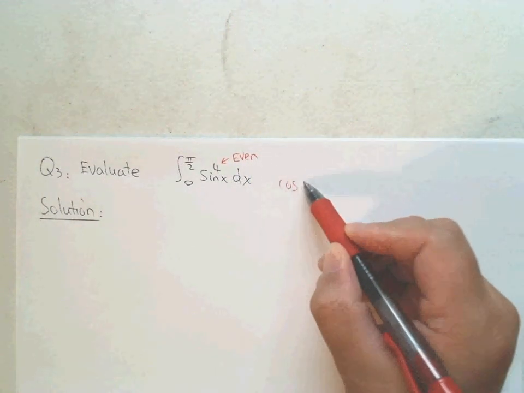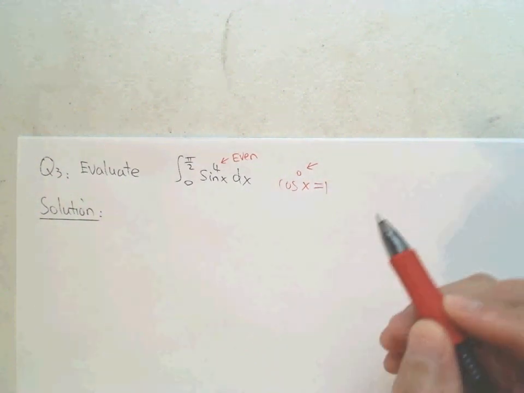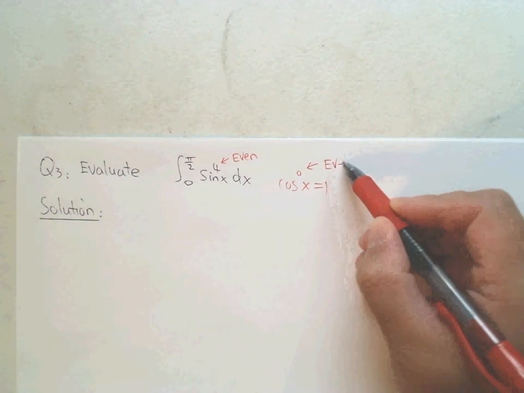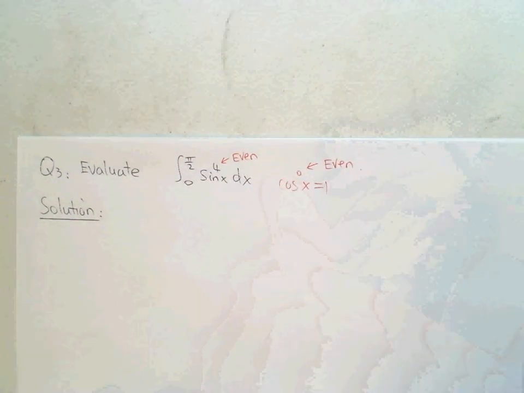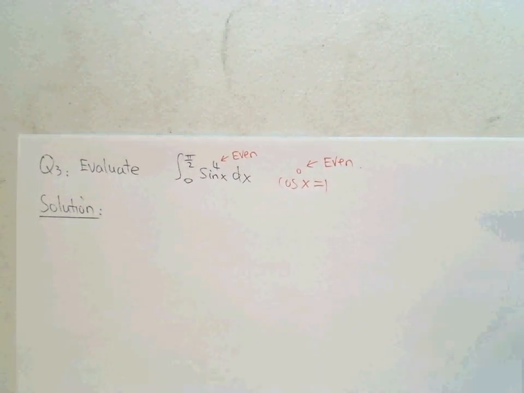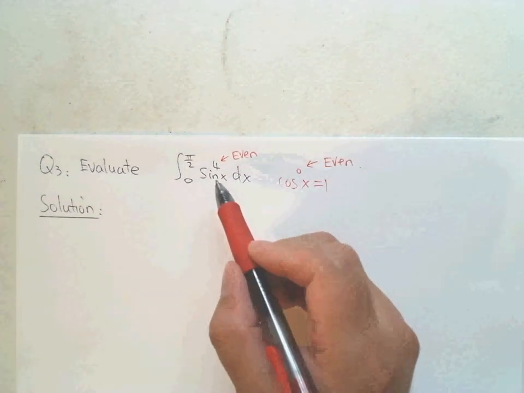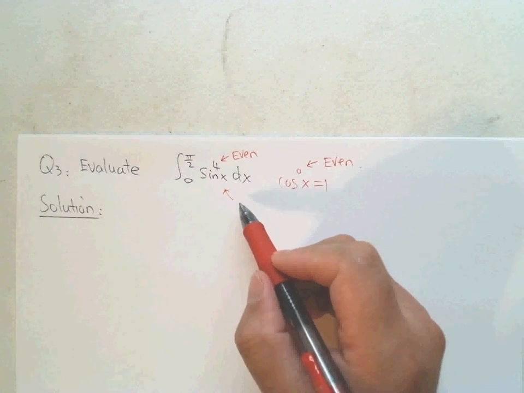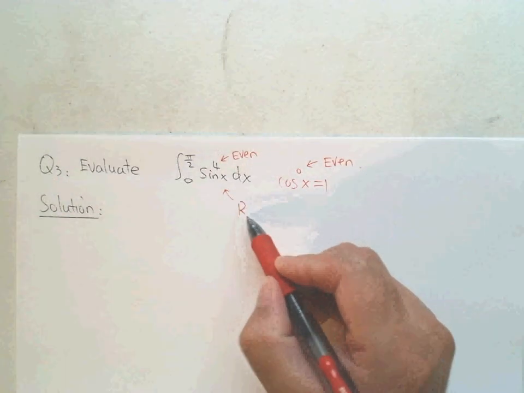How about the power for cosine? We did not see it, which means the power is 0. This is 1, right? The power is still even. Let's go to the third case. Both of the powers are even. What do we need to do? Remember the strategy is to reduce the power, right? We need to do power reducing.